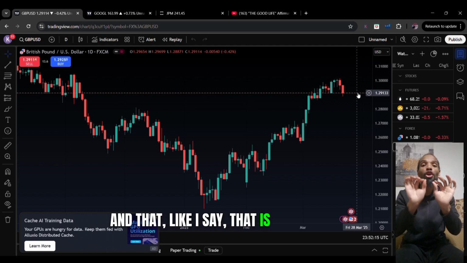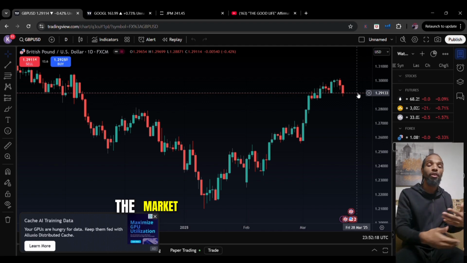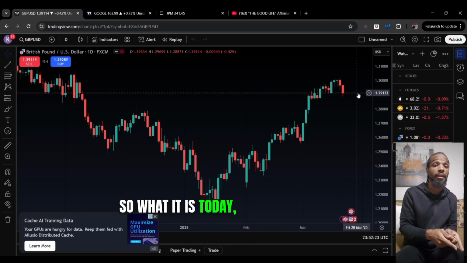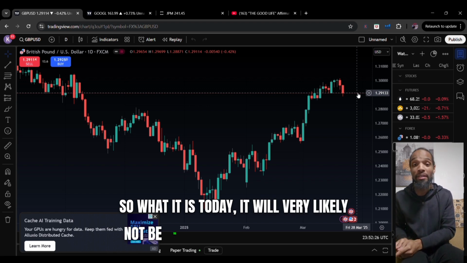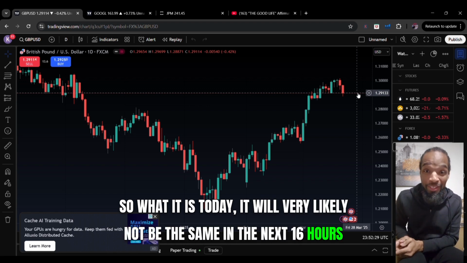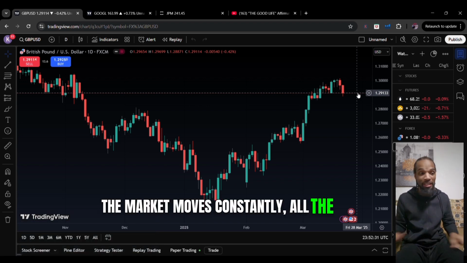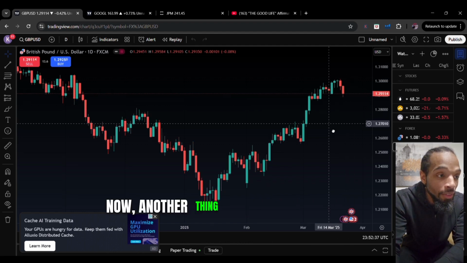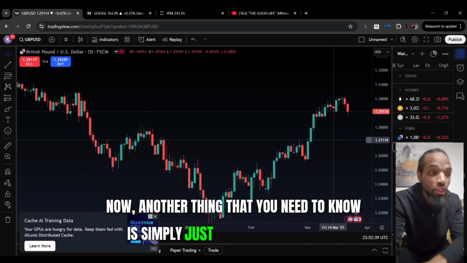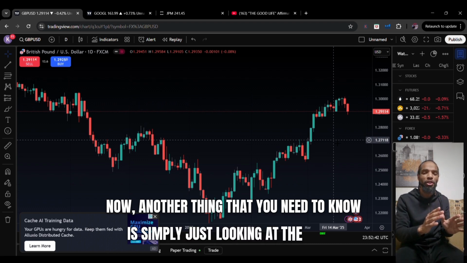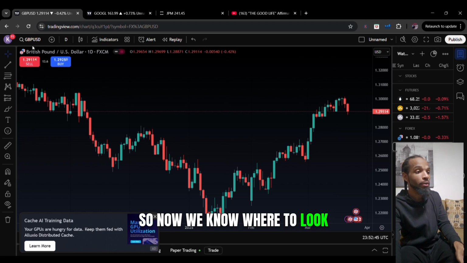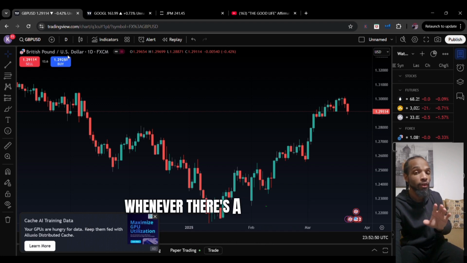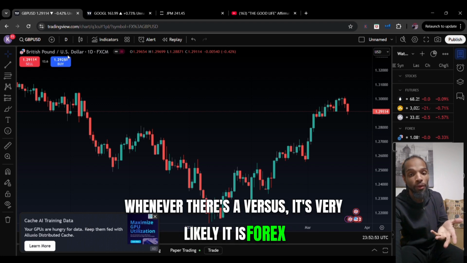And that is currently. The market is always changing and it's always moving. So what it is today, it will very likely not be the same in the next 16 hours. The market moves constantly, all the time, every day, all day. Now, another thing that you need to know is simply just looking at the chart. So now we know where to look. Okay, I see we're looking at the British pound versus the US dollar. Whenever there's a versus, it's very likely it is Forex.